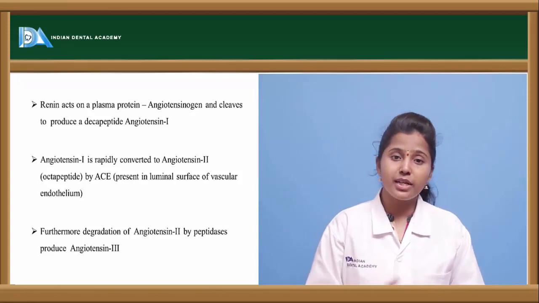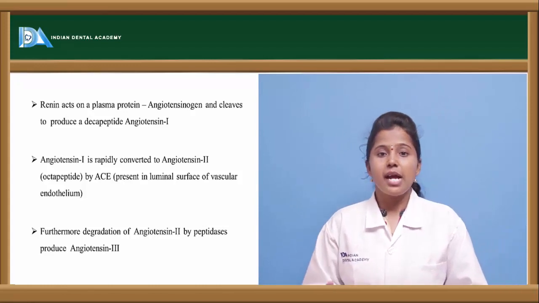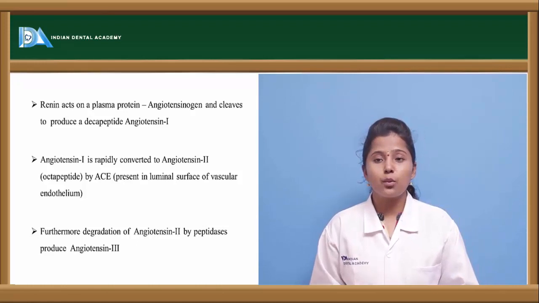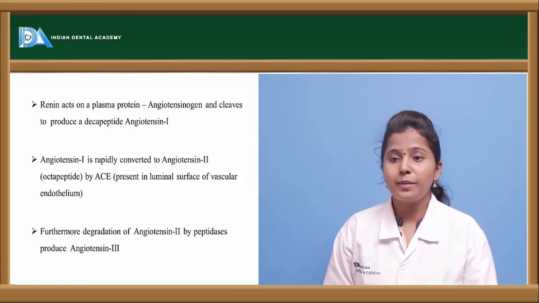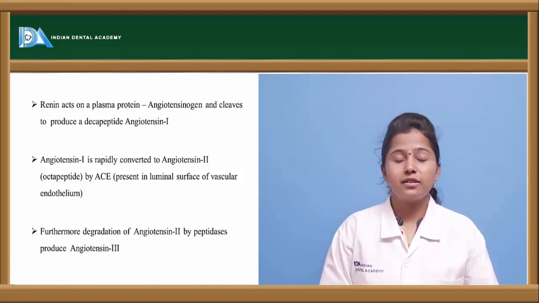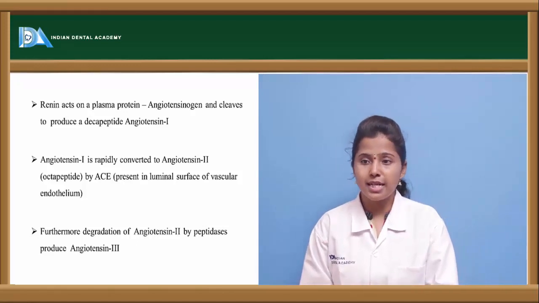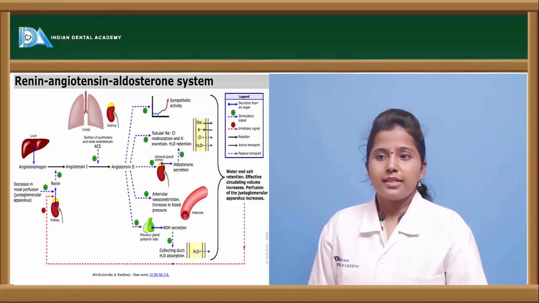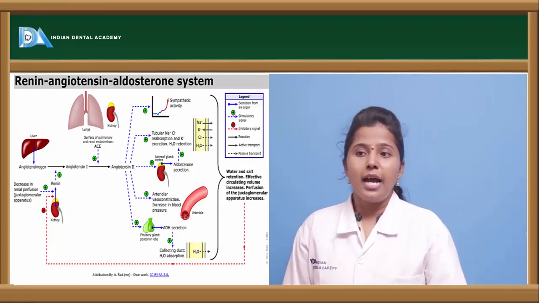Angiotensin 1 is converted to angiotensin 2 by ACE, angiotensin converting enzyme, and it causes a blood pressure increase because angiotensin 2 is a potent vasoconstrictor. Furthermore, degradation of angiotensin 2 by peptidases produces angiotensin 3, which is the inactive product. This is a pictorial representation of the renin-angiotensin-aldosterone system.